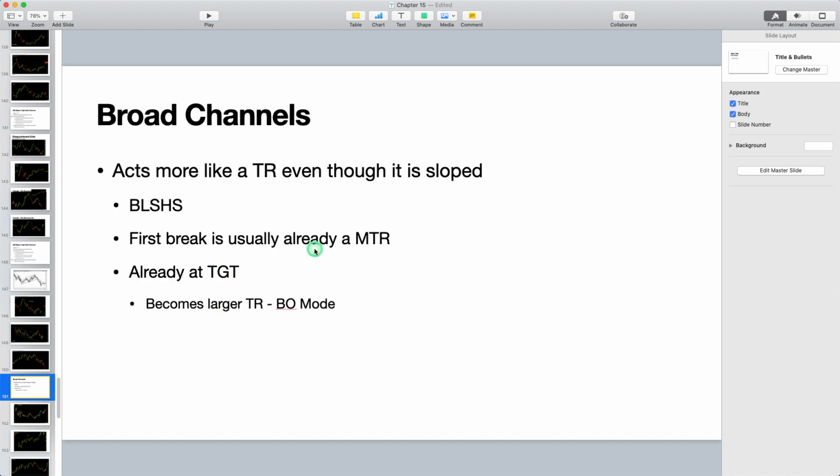Now it's also true that a broad channel is also acting like a trading range. And so sometimes it's already at the target. So the target for the channel is the top of the channel. And if it's already at the target, sometimes it just becomes a larger trading range and breakout mode.